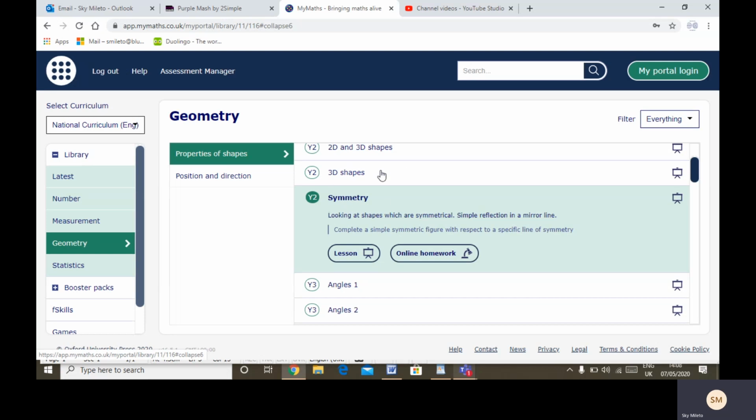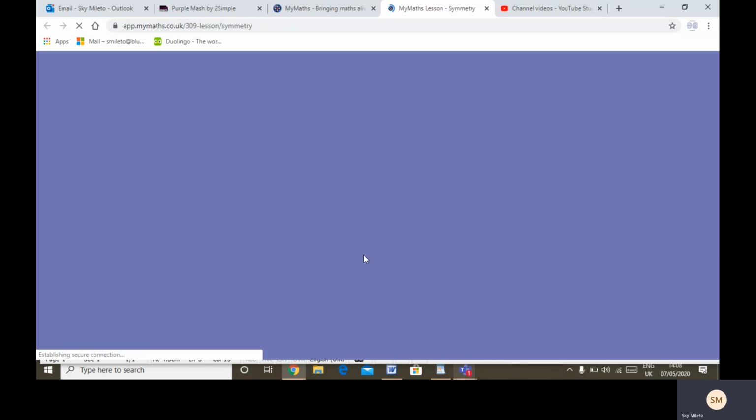Today's our last lesson on shapes, or actually today we're looking at symmetry, which is part of shapes, and then tomorrow we'll be going on to angles. We've got 2 lessons of angles for Thursday and Friday. So let's get on with the lesson, symmetry.